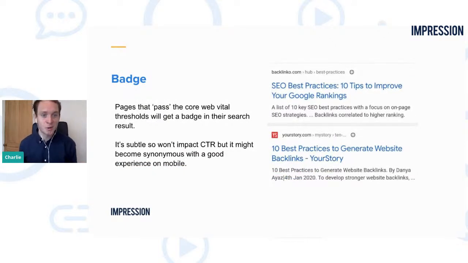So pages that pass core vital thresholds, when they're released, you're going to get this nice badge. So if you see on the right-hand side, I'm not too sure what it is. I think it's a star within a circle, but if you look at the top where you have the URL breadcrumb, so backlinko.com, hub, best practices, you get a nice little badge there. So it's subtle, but then maybe kind of over time, if our websites are passing those page experience metrics and have good core web vitals, that might become synonymous with a good page experience, and you could start to see an increased click-through rate on mobile search.